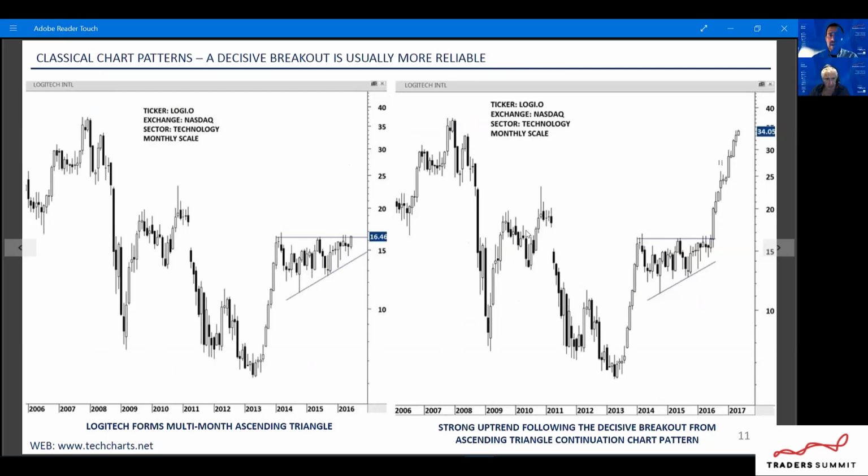A decisive breakout is usually more reliable. This is the price chart of Logitech. So we see an ascending triangle here, on the monthly scale. When we see a strong breakout, it's usually difficult for traders to jump on board and they say usually it's too late, or let me wait for a pullback. But usually those strong breakouts produce the strong trends, because that shows big funds buying into the stock. So you better position yourself on a strong breakout than a weak breakout.